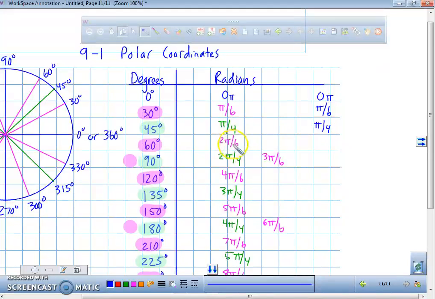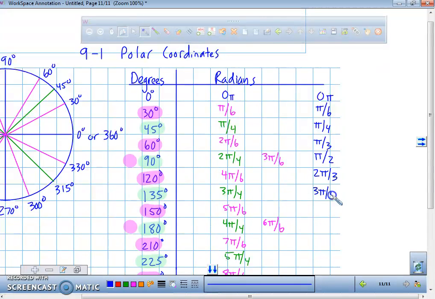But what is 2 pi over 6 reduced to? Pi over 3. So understand, if you're at 2 pi over 6, you're actually at pi over 3. All right, now let's look at 90 degrees. Here we go. 90 degrees is at 2 pi over 4. It's also at 3 pi over 6, but both of these fractions reduce to pi over 2. 4 pi over 6 reduces to 2 pi over 3.